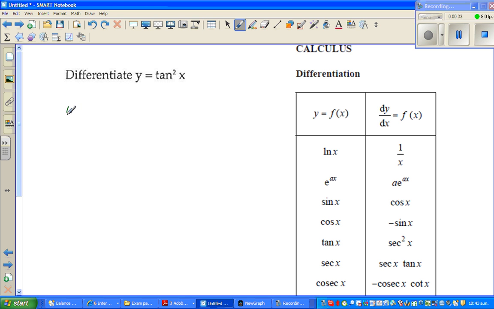Okay, so here again a trig function: y is equal to tan squared x. So I'm going to say y is equal to, can I write this as (tan x) squared? Now of course we should know that tan squared x is tan x the whole squared. Okay, so I'm going to let u be tan x. Now let me differentiate with respect to x.